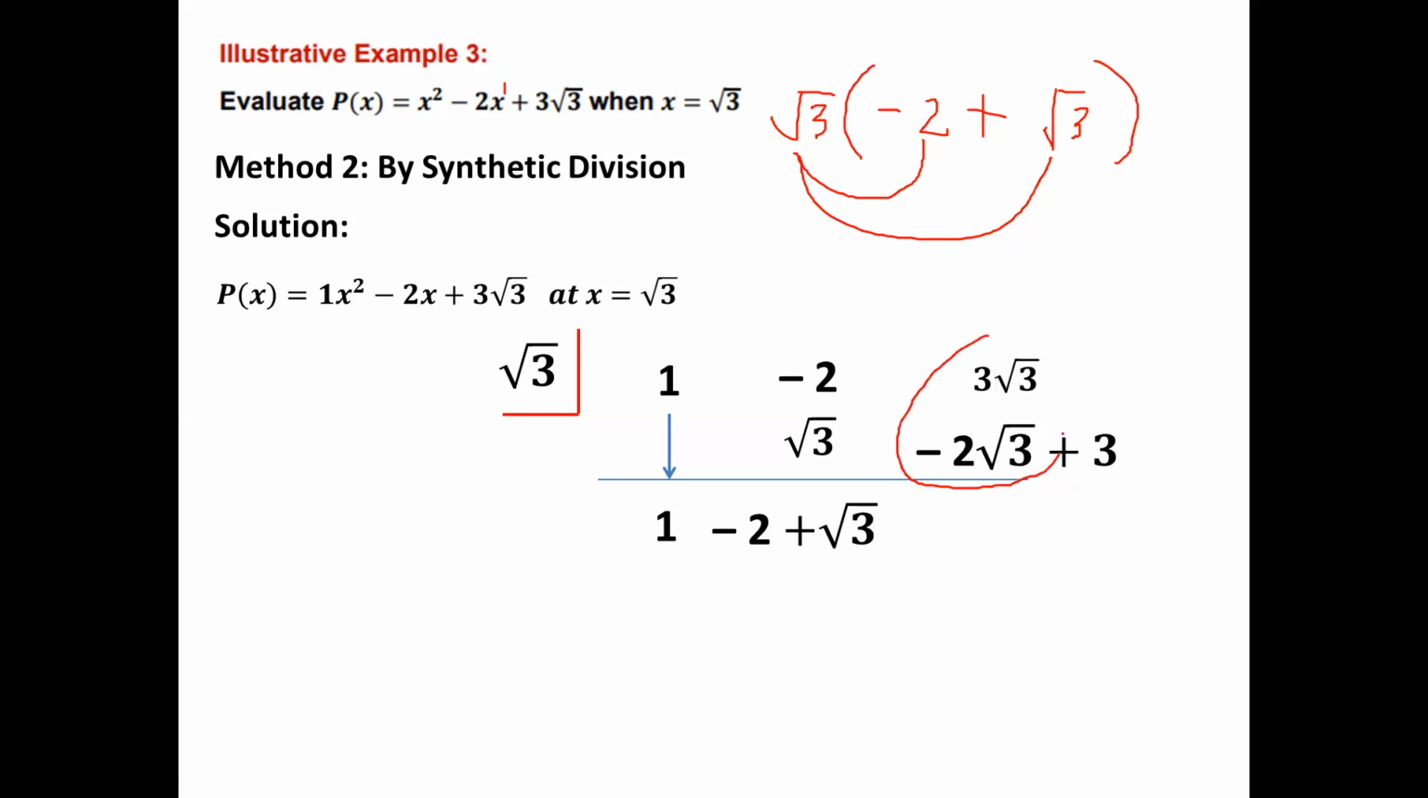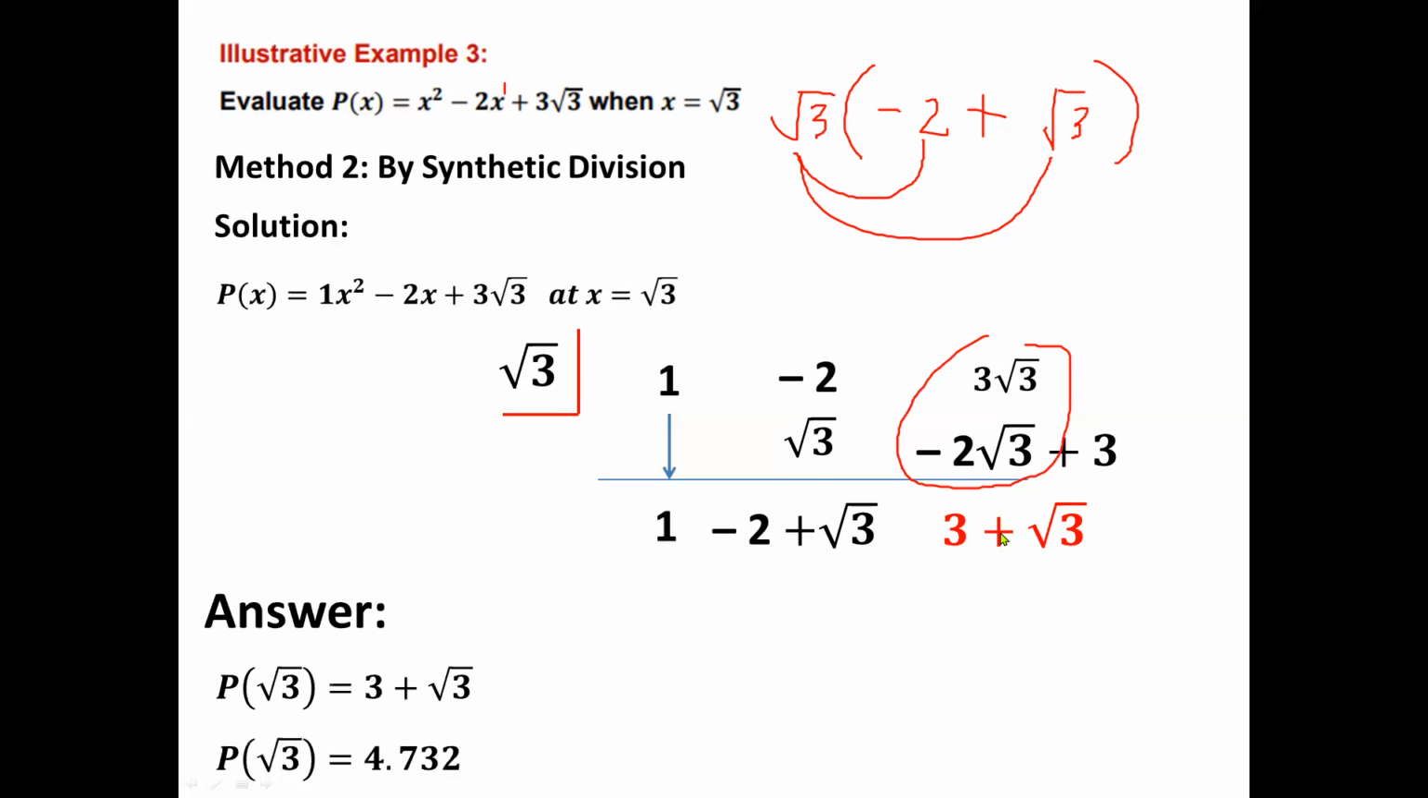Ito lang. Negative 3 and positive 2 is positive 1. That is why we have square root of 3 plus 3 or 3 square root of 3. Yan yung sagot natin. So ang ibig sabihin niyan, ang P of X natin in this situation, P of square root of 3 is 3 plus square root of 3 or 4.732. Kamukha lang ng nakuha nating sagot kanina. Yan ang ating example number 3.